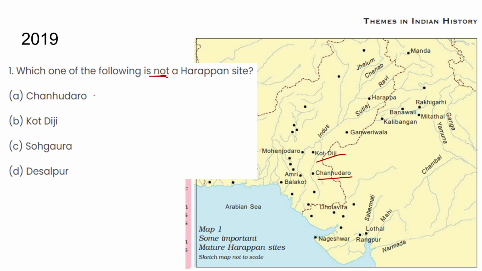So, two options are gone. Now you have to make a 50-50 between these two options. Also, if you see the old NCERT, in that also there is one diagram where you can see Desalpur is present. But even if you have not read that NCERT, with this NCERT alone you are still able to make a 50-50, and you still have a 50-50 chance of getting this right. So the correct answer here is Sogaura.